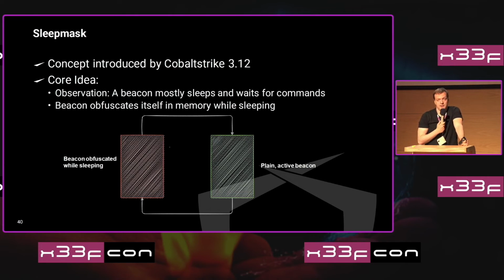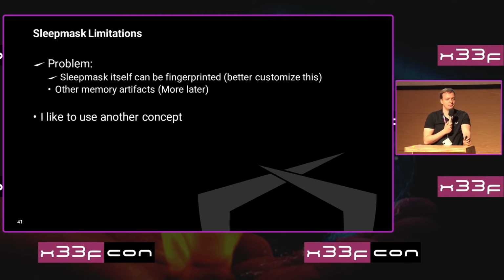Cobalt tackles this problem with a concept called sleep mask. It was introduced in version 4, the 3 is wrong, it's 4 something. And the core idea is actually quite simple. The observation is that a beacon basically spends most of the time sleeping and waiting for new commands. So what you can do is, while sleeping, the beacon actually obfuscates and encrypts itself in memory. And you must be quite unlucky if the memory scanner hits you right in the situation where your beacon is active, because usually a beacon is active only for, I don't know, a fraction of a second or something like that.